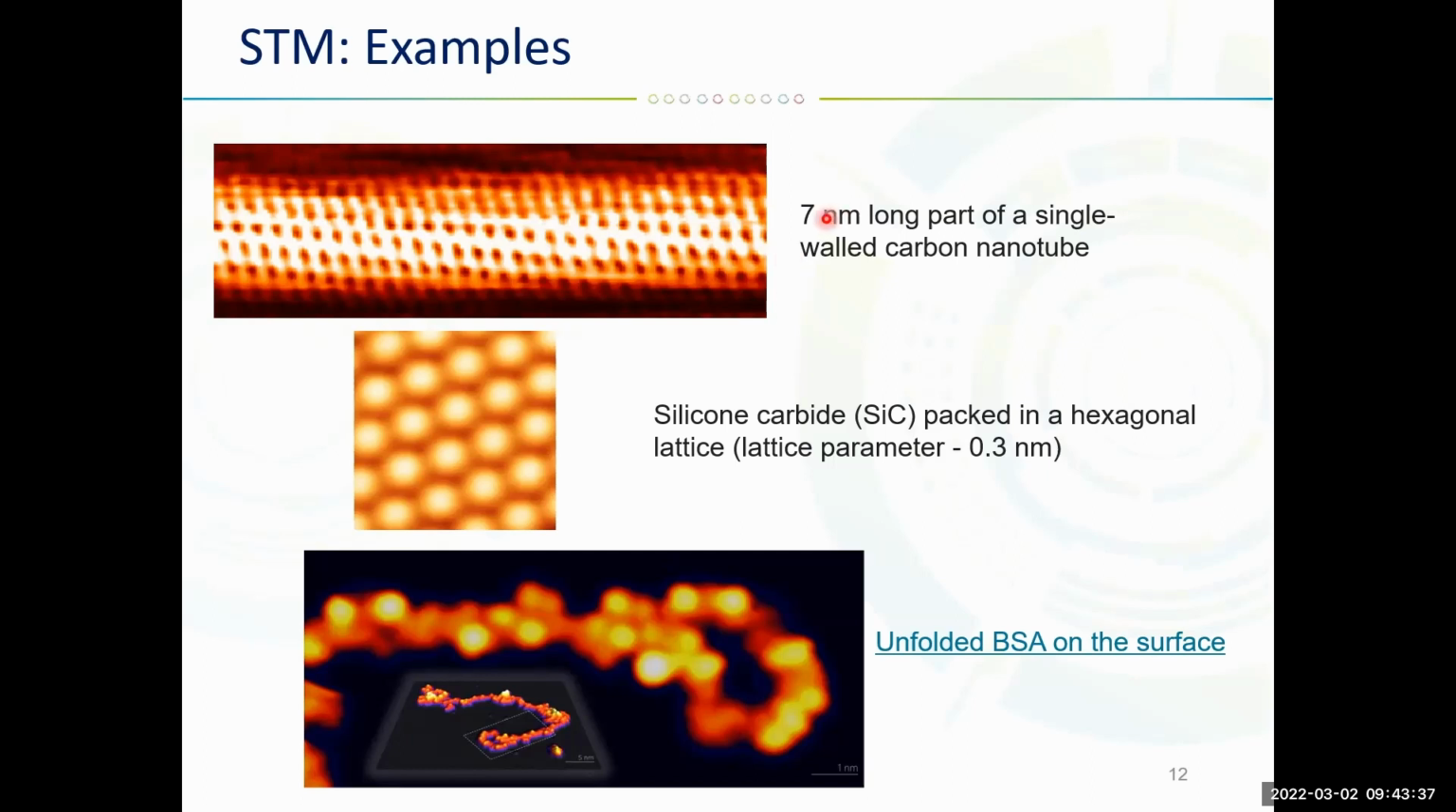And this is the 7 nanometer long part of this nanotube. So they are quite interesting material to image because they can exhibit either metallic or semiconducting behavior, depending only on its diameter and helicity. So that's why you need STM to characterize them, because you need these parameters, diameter and helicity.